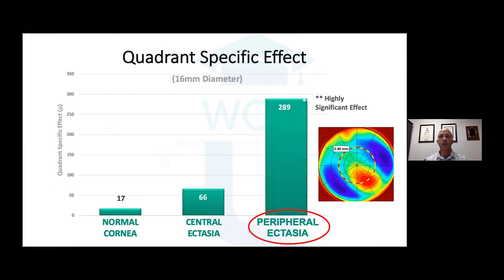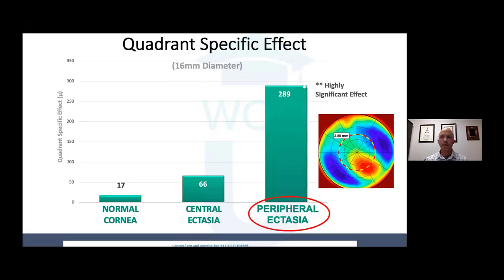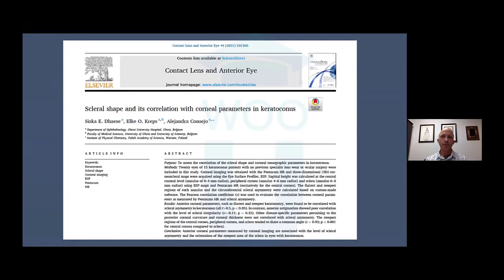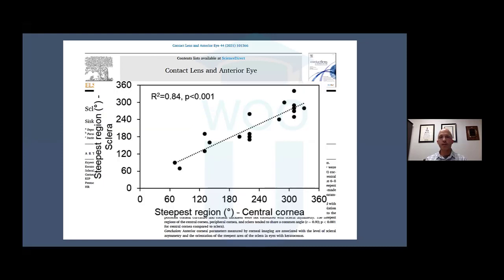And what we found was there was definitely a relationship there. In fact, the sclera generally tends to be steepest in the same axis as the apex of the cone. And this is quite helpful. By the way, this data was just recently assessed in another study by Dace, and they found the same correlation, that the steepest area, the apex of the cornea, was correlated with the steepest region of the sclera.